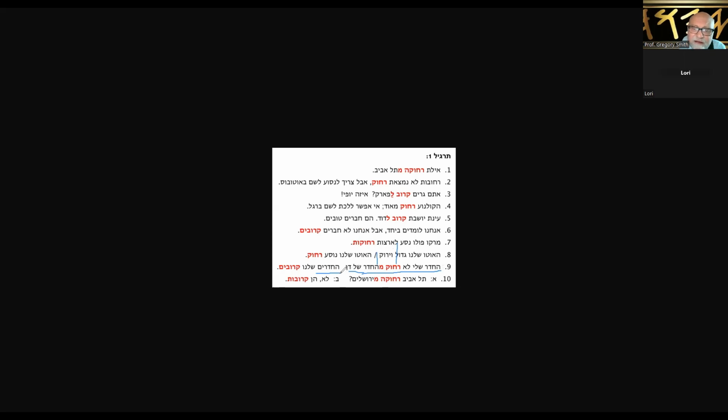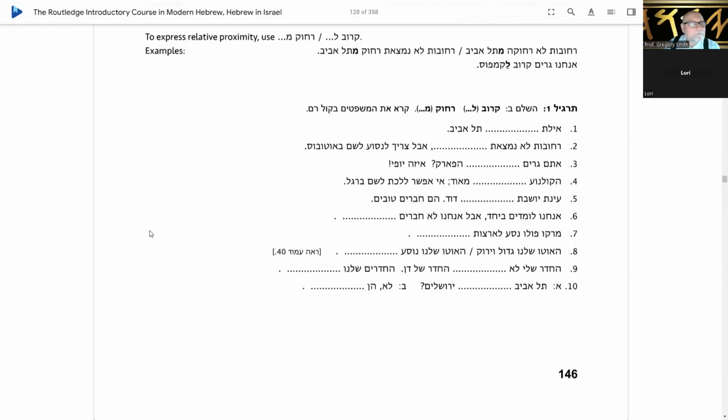Let's see. Hahadarim shelanu. So the rooms belonging to us, there it is, karovim. All right, I think I'm finally starting to get this because I remembered that that is descriptive of the room. So that's an adjective. All right, so with adjectives, the number and gender have to match. Feels good to at least get one of these right.